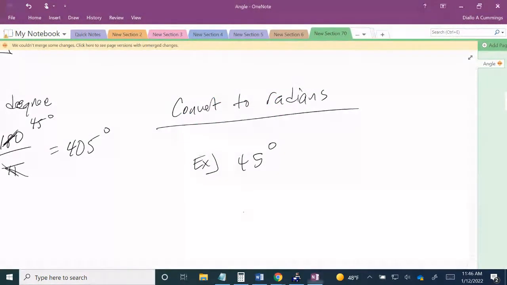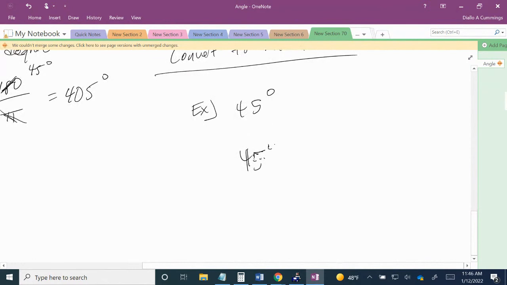But if we actually do the math on that, we would take 45 degrees and we would multiply by pi over 180 degrees. We can divide 45 and 180 by 45, so that gives us a 1 and a 4. So we have pi over 4 radians.